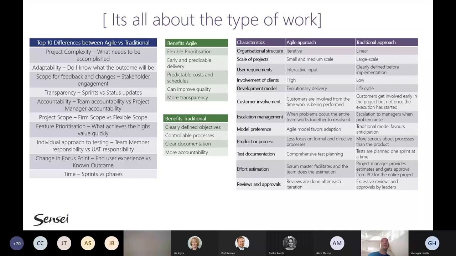Project scope, we already outlined that, a firm scope in a traditional sense versus a flexible scope. And then, of course, feature prioritization, where in a traditional sense, we know what we need to deliver based on our design plan and execution. In the agile path, we actually determine the prioritization of features based on the highest value that a particular feature provides us with, or a particular deliverable provides us with.